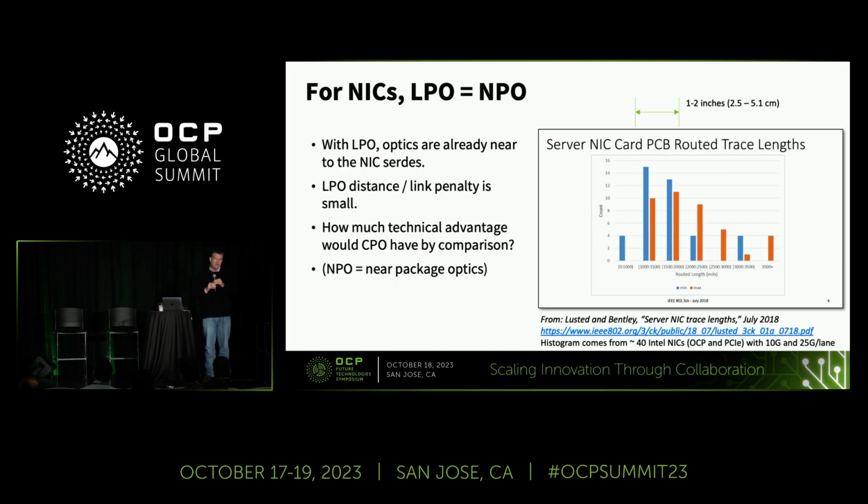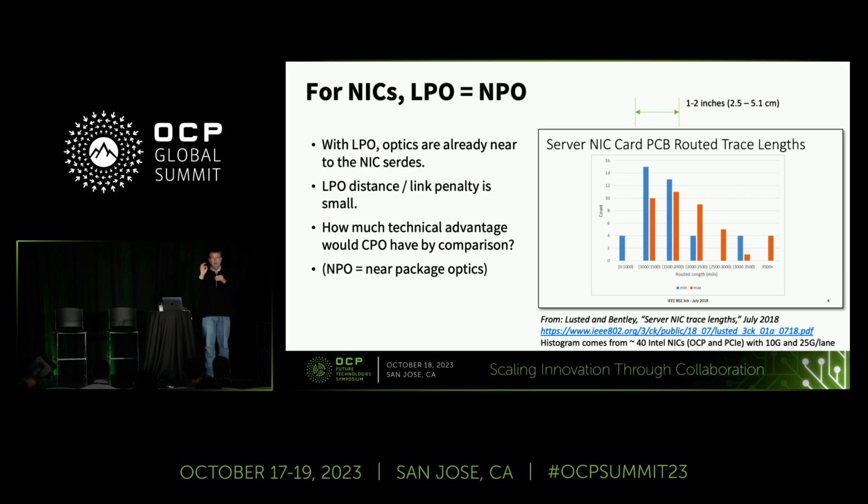Interestingly, one of the big problems with using LPO in switches is that the trace length between all the different ports, maybe 32 or 64 ports, is going to vary by quite a bit. However, in a NIC, the NIC card is small. It's smaller than my hand, only about 2.5 to 5 centimeters. So it's a very short length, and there's really only one or two of these, so there's not that much variation.